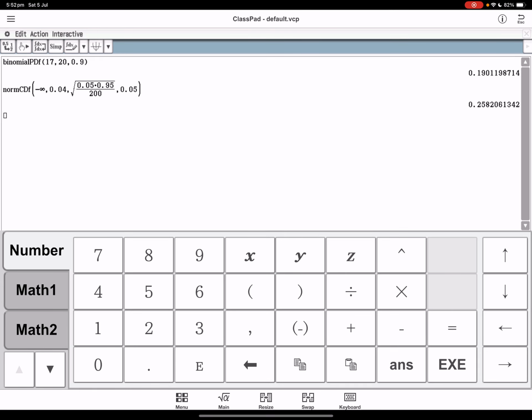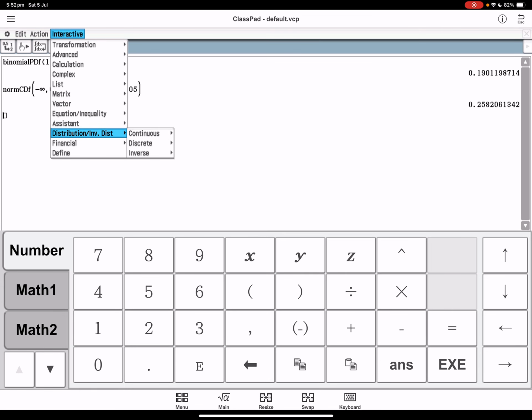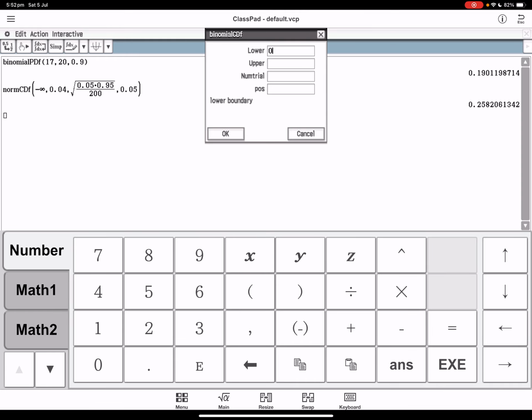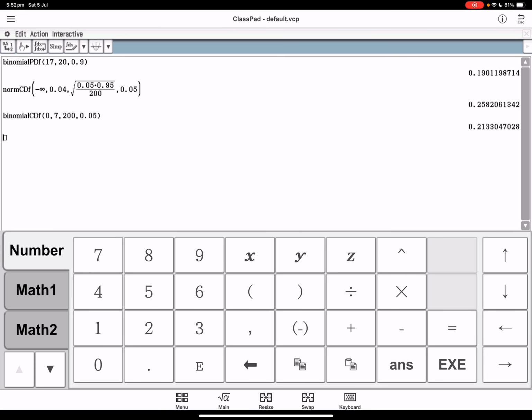So then what I'll do is interactive, distribution, discrete, binomial CDF, lower boundary 0, upper boundary 7, number of trials 200, and probability of success is 0.05. And that should give us a similar probability.